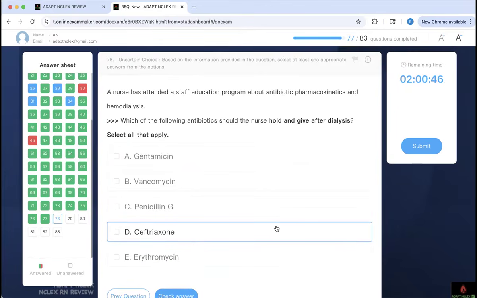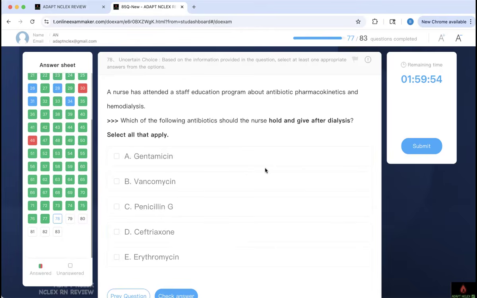Now, a few pharmacology again, coming back because I think it's very important. This pharmacology is risk reduction. As I attend the staff education program about antibiotic pharmacology and hemodialysis, which of the following antibiotics should the nurse hold and give after dialysis? That means the medication, if you give it to them, dialysis will destroy it. Gentamicin, vancomycin, penicillin, ceftriaxone, and erythromycin. I want you to write these down.